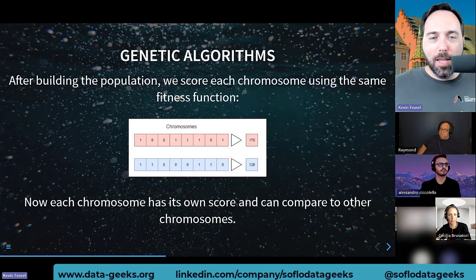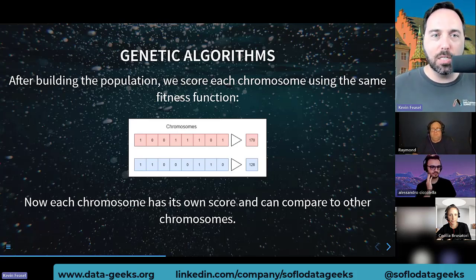Now, after we build the population, we have to score the fitness. Our chromosomes are the inputs to that fitness function, and we get back some value. And this is critical because that value is what we use to score how good a candidate solution is versus other candidate solutions.